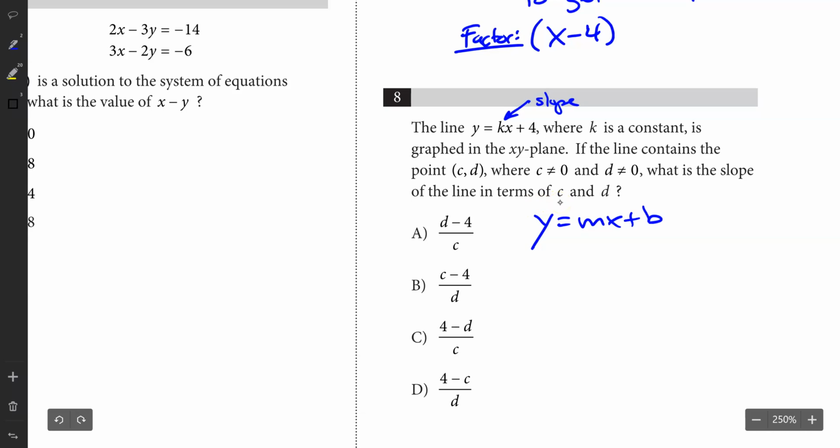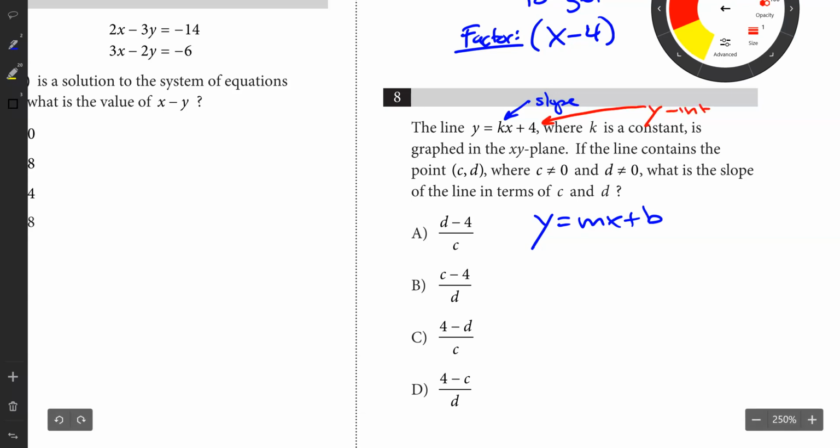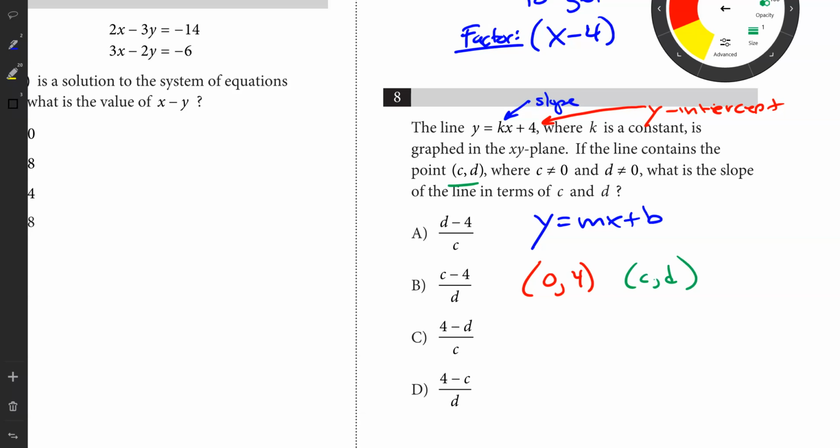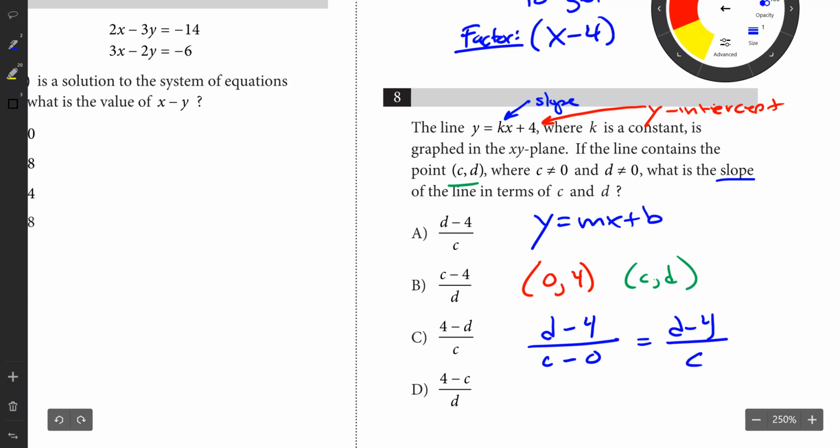Okay, well, we know that we have a y-intercept. So let me change colors here real quick. We have a y-intercept. So this is your y-intercept. So we have this point, 0, 4, and we have this point, c comma d. Okay, and we want to calculate what k is. Well, k would be the slope. And that's what's asking us right here, right? It's asking us for the slope. So you would do, for example, d minus 4 over c minus 0. So that would be d minus 4 over c. Okay, so our answer there is going to be letter A.